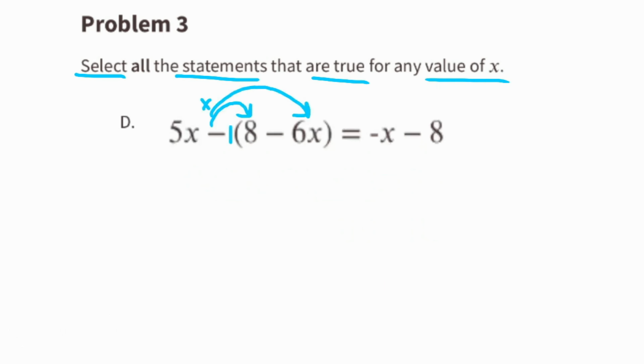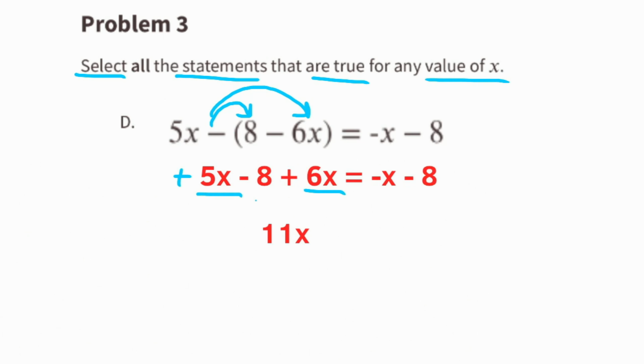D. A negative times a positive is a negative, and a negative times a negative is a positive. So we can rewrite this statement as 5x minus 8 plus 6x on the left side of the equal sign. Let's collect the like terms. We have 5x plus 6x. That's 11x. So we can rewrite it on the left side as 11x minus 8. And the right side is negative x minus 8. Since 11x minus 8 is not equal to negative x minus 8, then this statement is false.